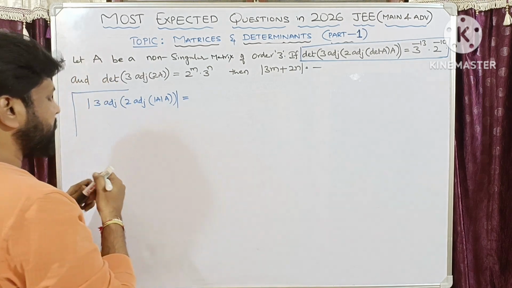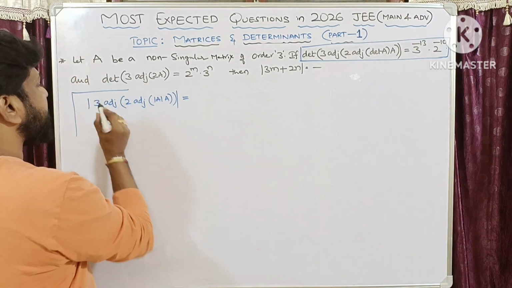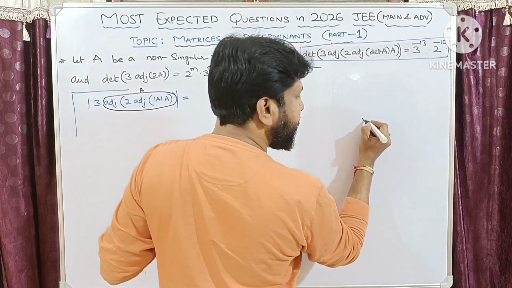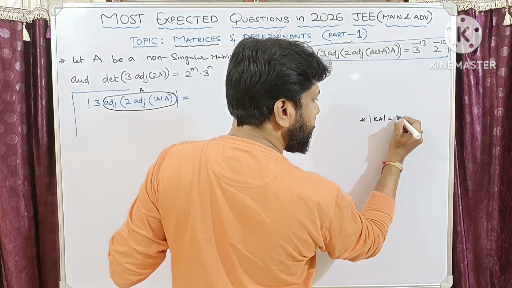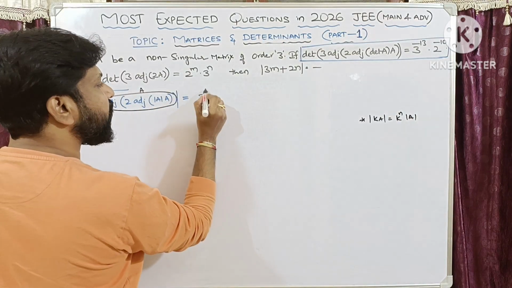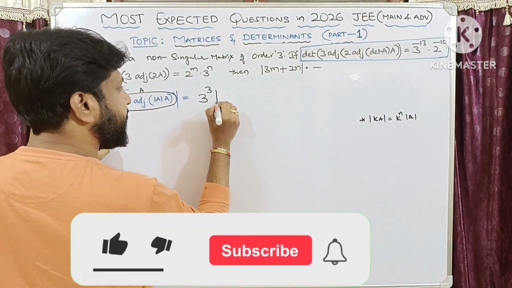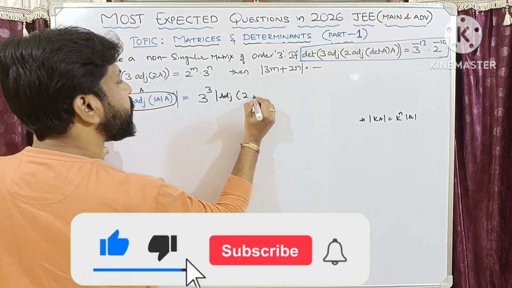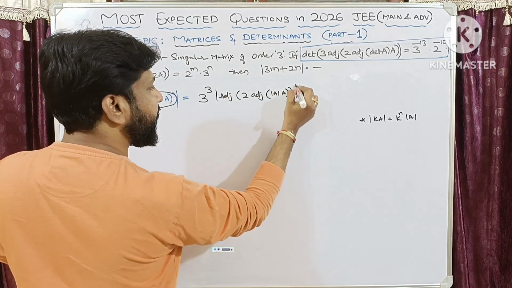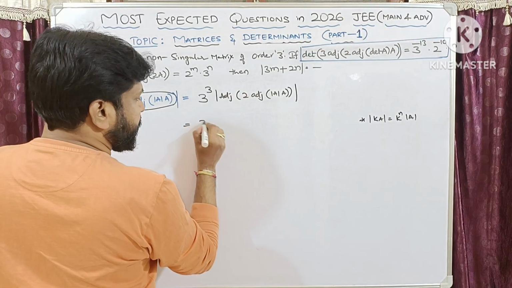So this can be written as what? You are going to simplify this one by taking this part as A, as we discussed previously. So this is of the form what? Determinant of kA. Determinant of kA is nothing but k power n into det A. So k power n, 3 power, what is n? Order 3, into det A. Det A means determinant of adjoint of 2 adjoint of det A into A. Hope clear? This is equal to 3 cube as usual.